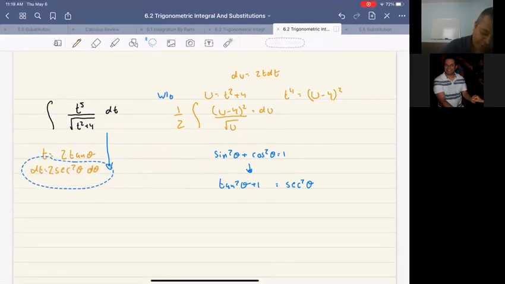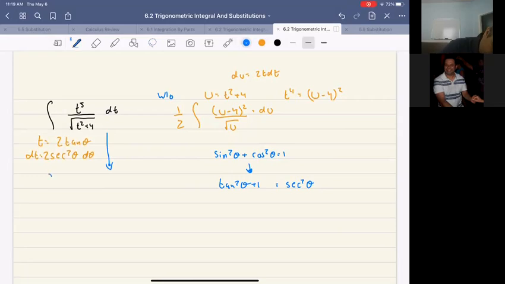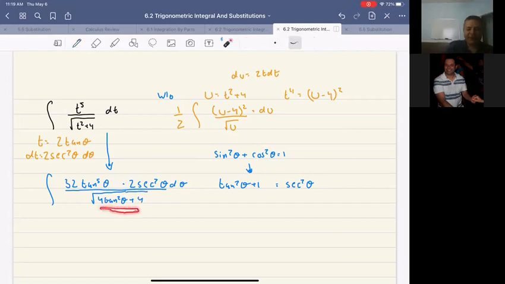Okay. So running it through, we get, let's see, 32, that's 2 to the fifth, tan to the fifth of theta, dt, 2 secant squared of theta d theta, over the square root of t squared plus 4, that's going to be the square root of 4 tan squared of theta plus 4. But this is 2 secant of theta.